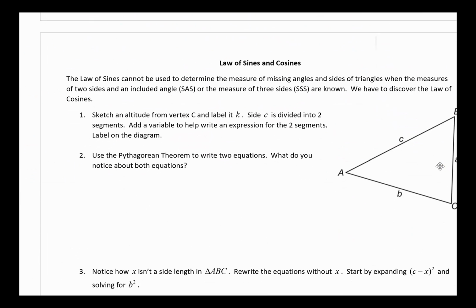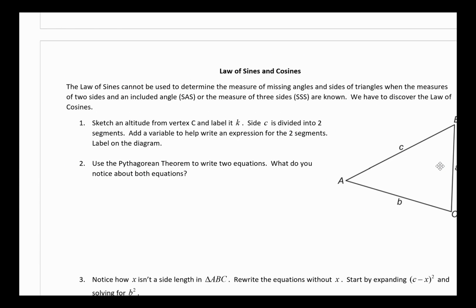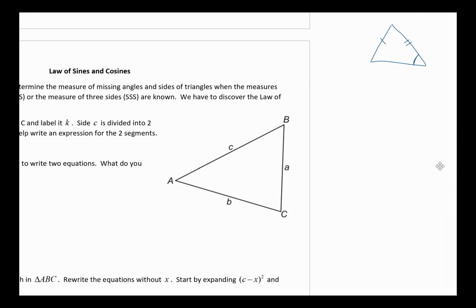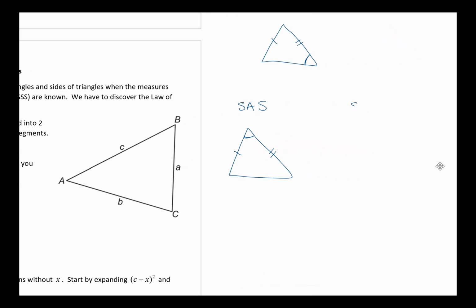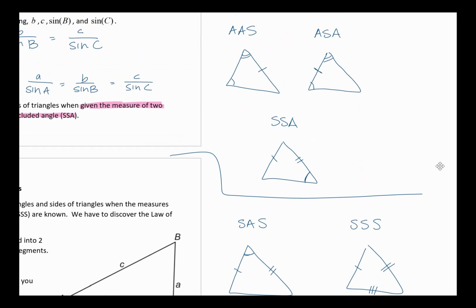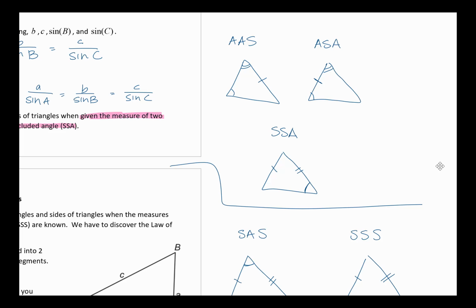Okay, so let's talk about law of cosines. So we cannot use the law of sines when we're looking for the measure of missing angles and sides of a triangle when we have two sides and an included angle. So if I have something that looks like SAS, so in my triangle, I have two sides and an included angle, or possibly I have all three sides. These are all opportunities to use law of cosines. So law of sines we use for the top three here. Law of cosines we use for these bottom two.